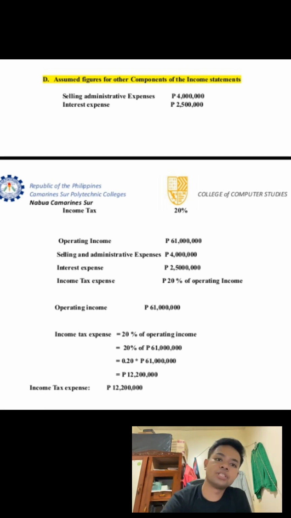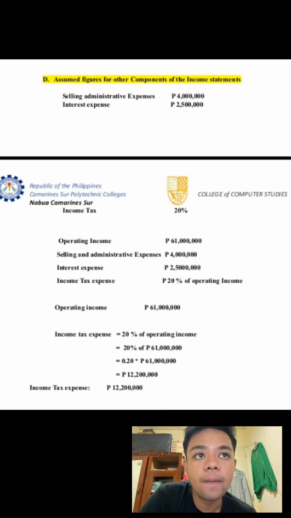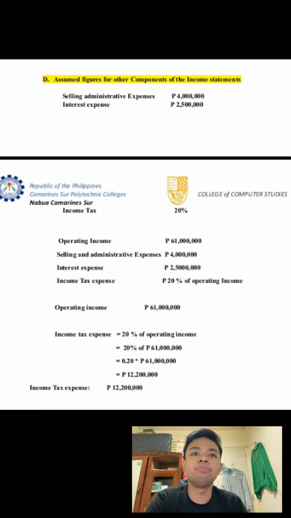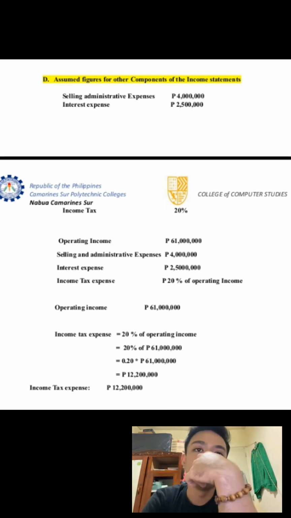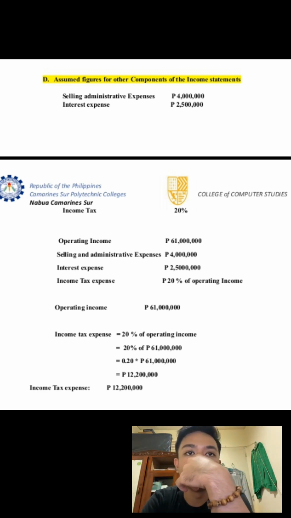As you can see, the selling and administrative expenses were already given, and it was 4 million pesos, and the interest expense was given as well, and it was 2,500,000, and the income tax would be 20%, and the operating income is 61 million pesos.